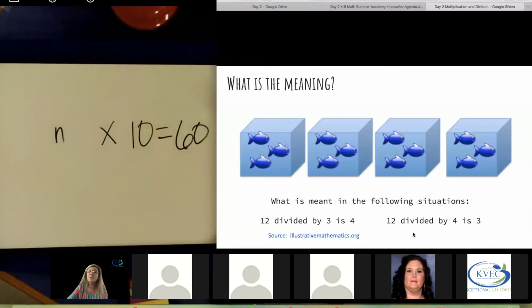So you see how it works a little differently with division. When we're modeling multiplication, we have to be careful about factors and how we read them. But with division, it depends on how we look at it, what's missing. We can do either or with that.